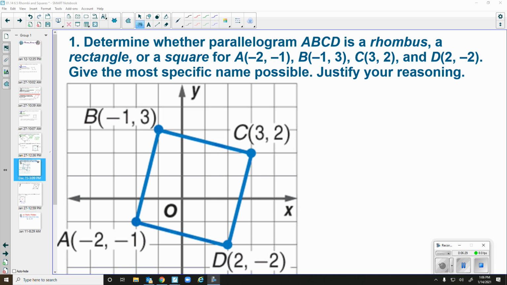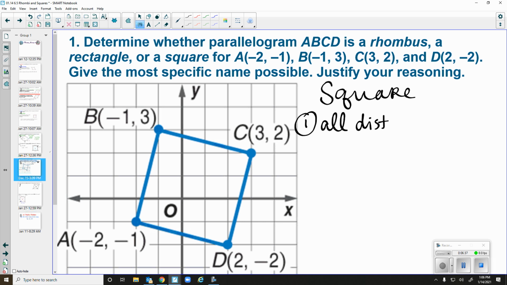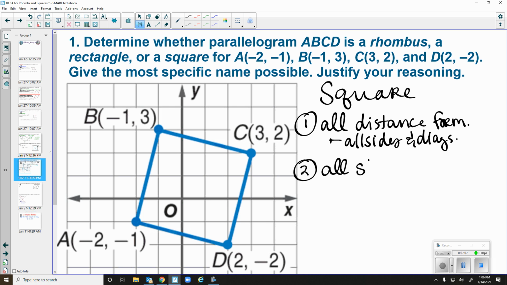When it comes to proving that you have a square, you could do all distance. All the distance formula. What you would have to do is find the distance of all sides and diagonals. So that would be, what, 6 different times of doing the distance formula? Which is not terrible. If the numbers were nicer, it'd be okay. You could use all slope formula.